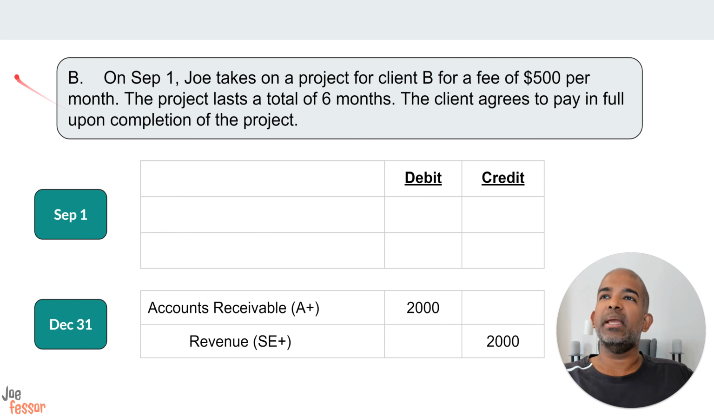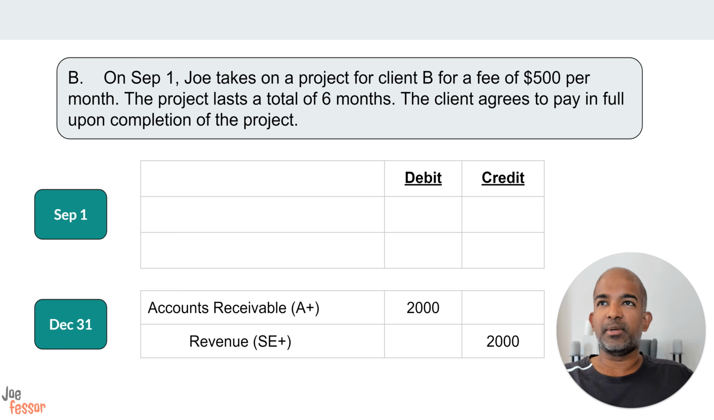Moving on to transaction B. On the 1st of September, Joe takes on a project for client B for a fee of $500 per month. The project lasts a total of 6 months. The client agrees to pay in full upon completion of the project. So on the 1st of September, Joe takes on a project which will pay him $500 per month, but he will only get paid at the end of the project. Let's see if there are journal entries on the 1st of September.